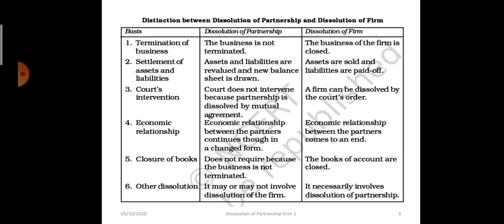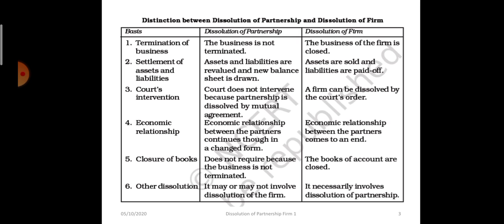Now, the difference between dissolution of partnership and dissolution of partnership firm. First, termination of business, that means the business comes to an end. In dissolution of partnership, the business is not coming to an end. The old agreement between partners comes to an end and the business continues among the partners under a new agreement. But in dissolution of partnership firm, the business comes to an end, the firm is closed.